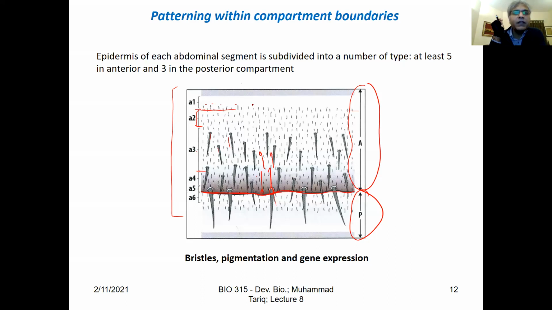The purpose of bringing you this picture is to highlight that these compartmental boundaries are intact even all the way to adulthood.